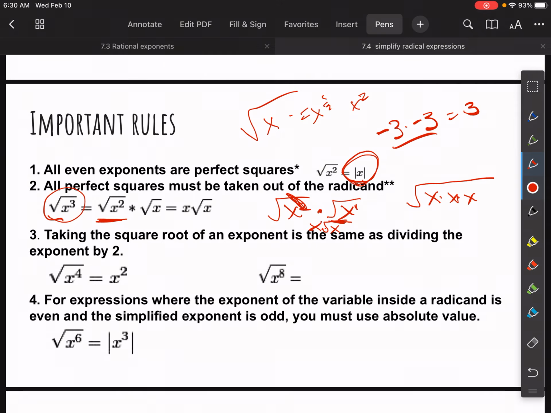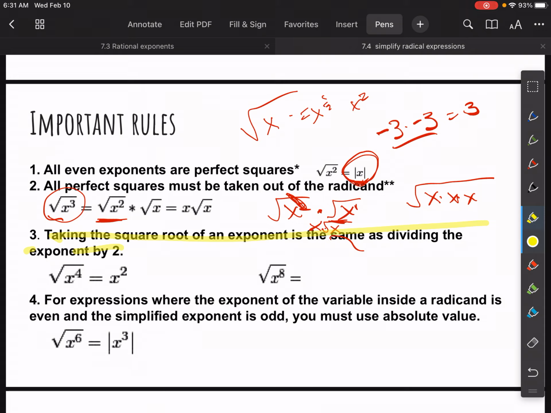A lot of times if you start with an odd, you'll end up with just a solo variable in the radicand. Anyway, whenever I pull something out, if I go from even to odd, I must use an absolute value sign, which I will get to. Number 3, taking the square root of an exponent is the same as dividing the exponent by 2. That is a very, very important idea.